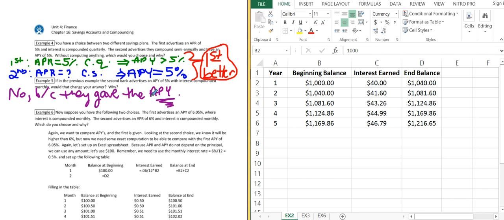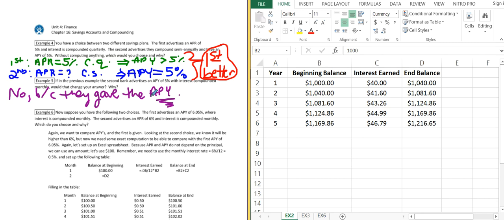All right, number 6. Now suppose we have two choices. First one is an APY, so again, I'm getting the end result of 6.05%. That is the percent I am yielding, and interest is compounded monthly. Whatever the APR is, it's something under 6.05%. They're going to calculate interest every month, but the percent I will yield is 6.05%. Now, the second account advertises an APR of 6% and interest is compounded monthly.